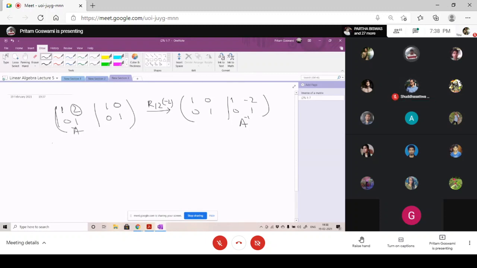Yes, sir. So this is a process of getting the inverse. And now suppose the matrix is not invertible, right?